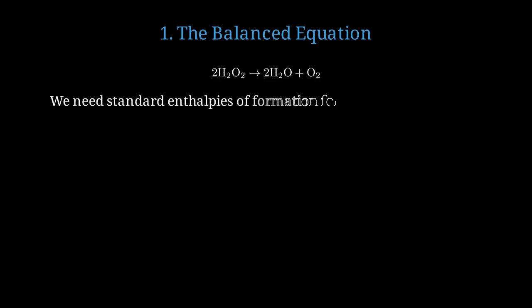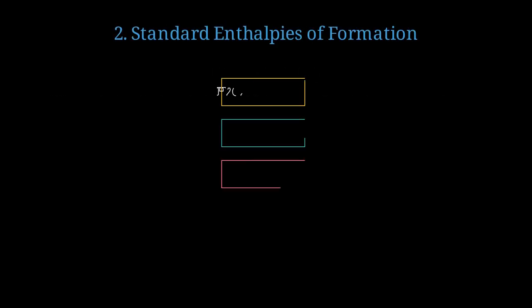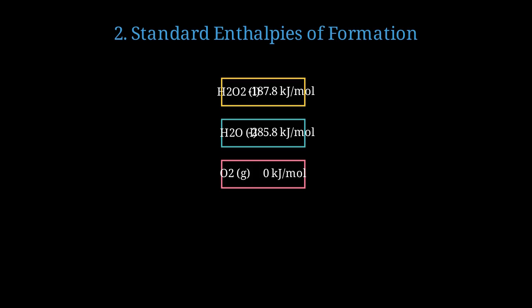To calculate the enthalpy change, we need the standard enthalpies of formation for each compound involved. Let's identify the standard enthalpies of formation we'll need. Here are our standard enthalpies of formation. Hydrogen peroxide liquid is negative 187.8 kilojoules per mole. Water liquid is negative 285.8 kilojoules per mole. And oxygen gas is 0 because it's an element in its standard state. Remember, elements in their standard state, like oxygen gas, have 0 enthalpy of formation by definition.